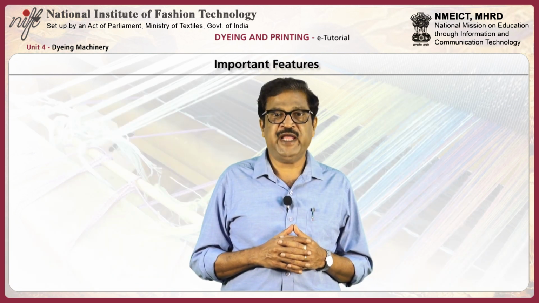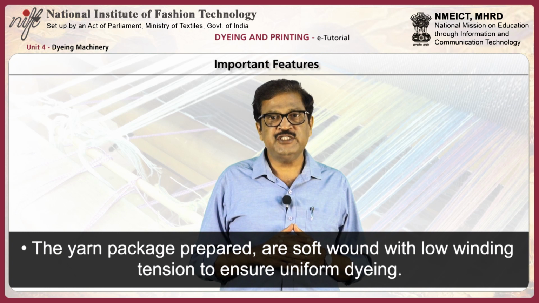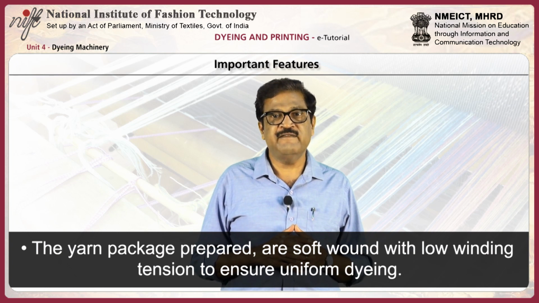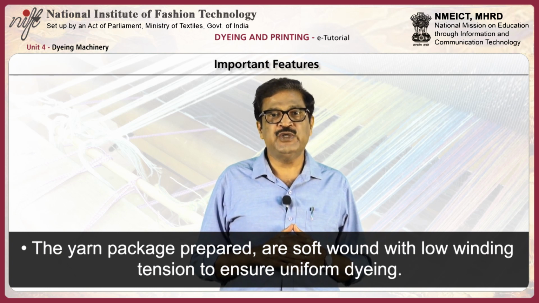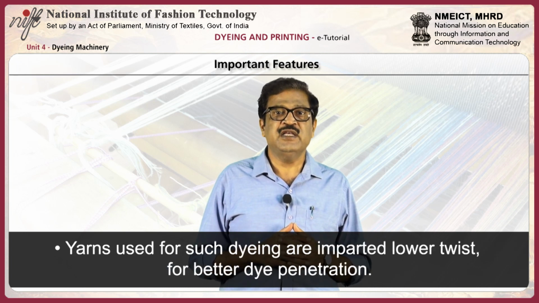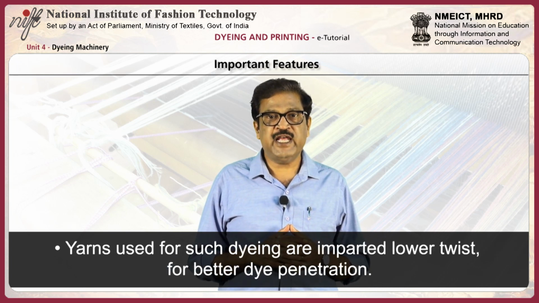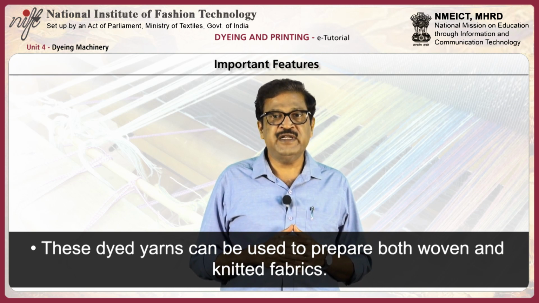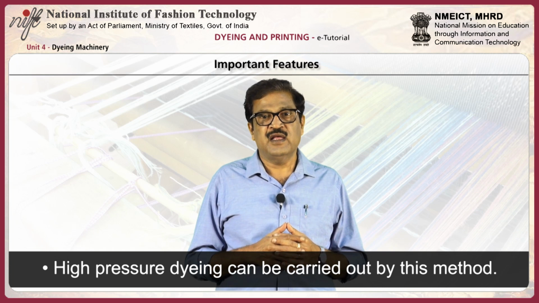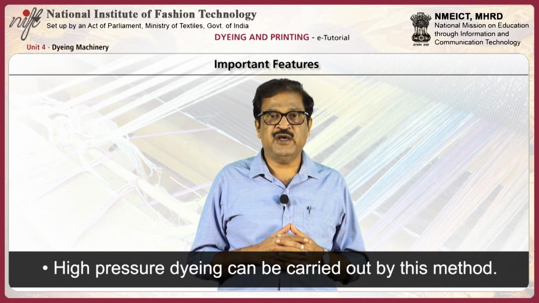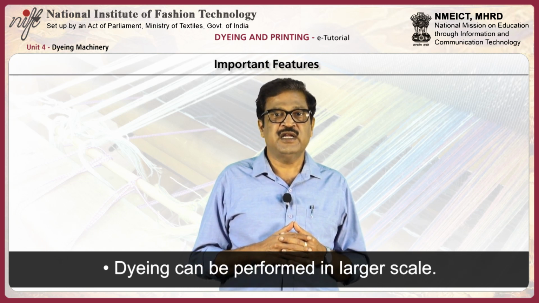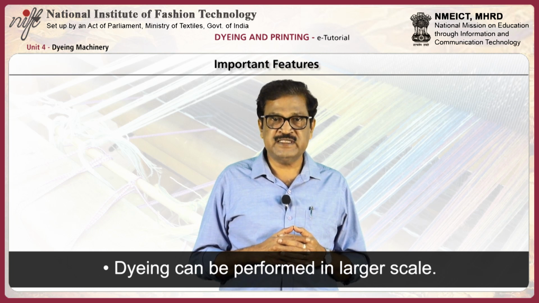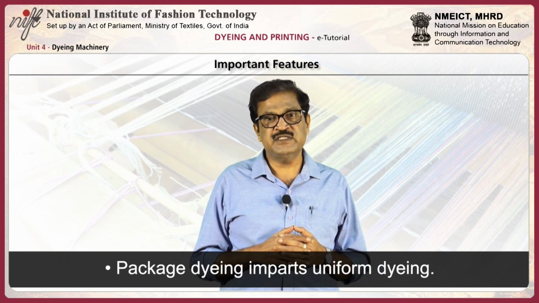Important features of package dyeing: the yarn packages are prepared soft wound with low winding tension to ensure uniform dyeing. Yarns used for such dyeing are of low twist for better dye penetration. These dyed yarns can be used to prepare both woven and knitted fabrics. High pressure dyeing can be carried out by this method. Dyeing can be performed on a larger scale. Package dyeing imparts uniform dyeing.